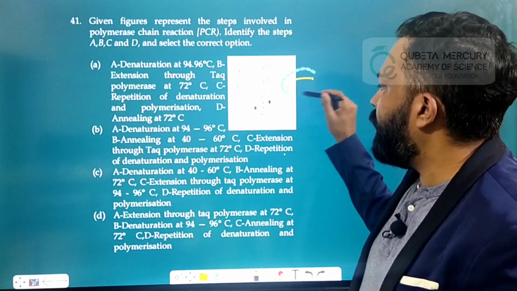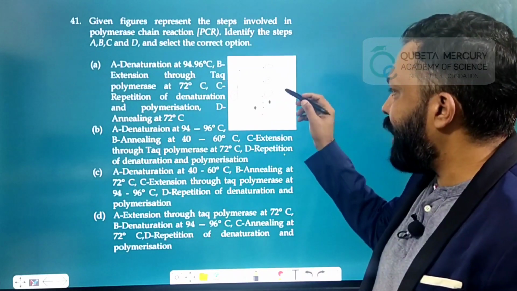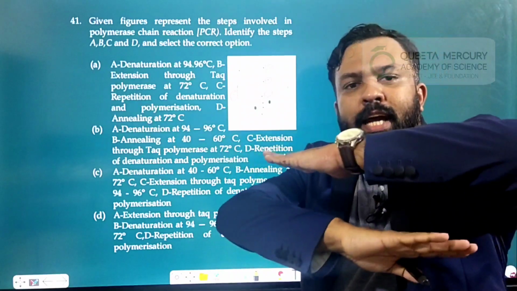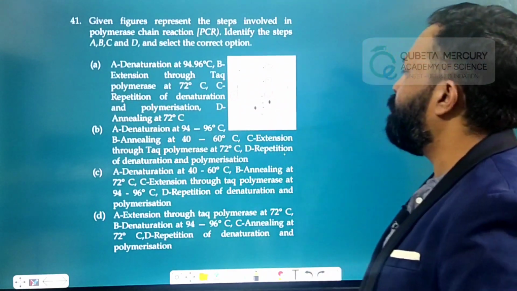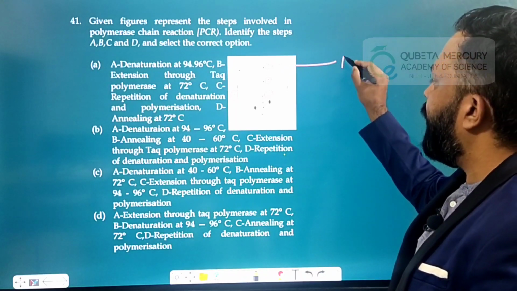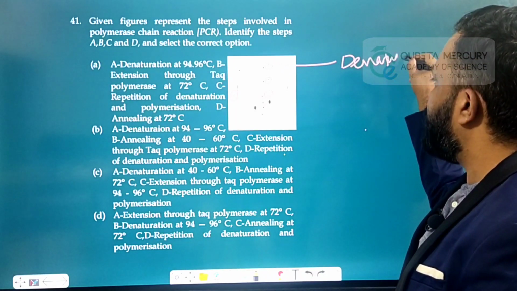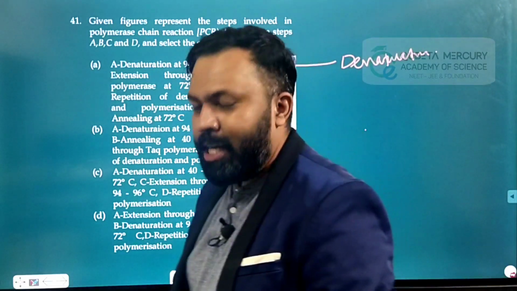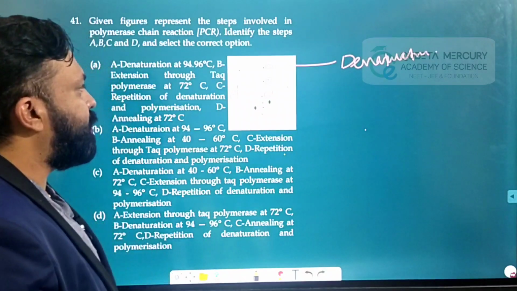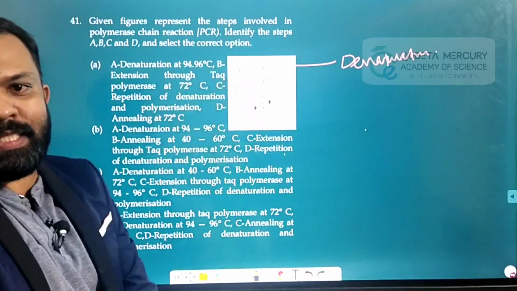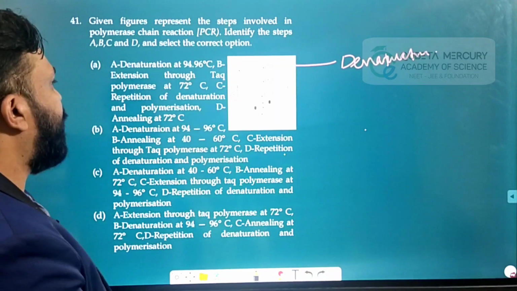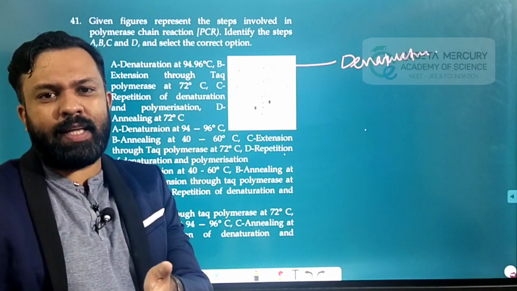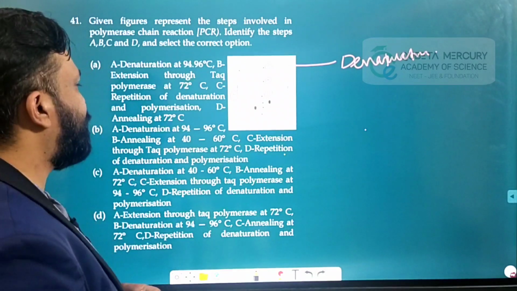You have to identify the steps denoted as A, B, C and D. A is the separation of both the strands of DNA by breaking the hydrogen bonds. So A is the DNA denaturation. Denaturation takes place at a very high temperature, that is 94 up to 98 degrees Celsius. The separation of DNA fragments takes place in the DNA denaturation process, right? That is done at 94, 95, 96, 97 or up to 98 degrees Celsius.